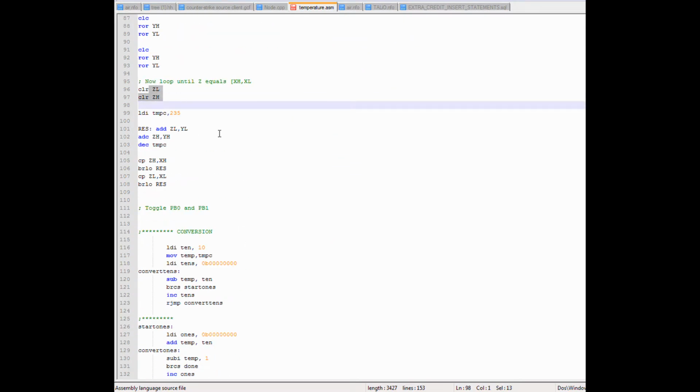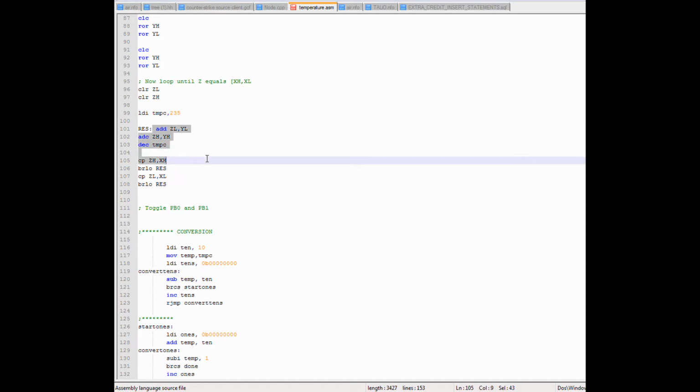So lastly here, this does the subtraction and the division at the same time, and it does that by adding y to z and then comparing z to x to see if it's equal to it, or still lower than it, rather, with this branch on low up here. And then it decrements TMPC 1 time, which has 235, and it keeps adding y into z over and over again until z is equal to x.